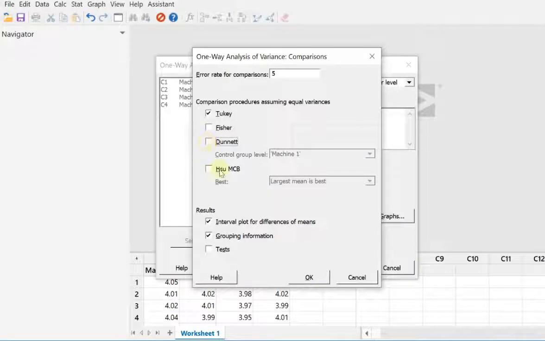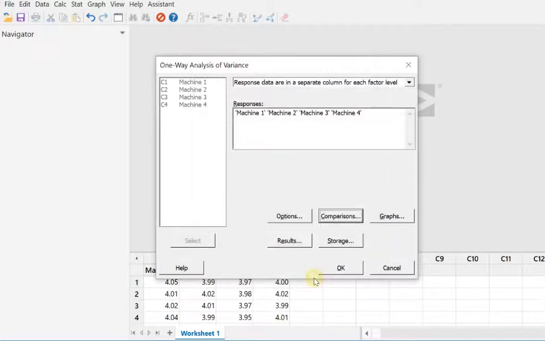And this is Hsu's multiple comparisons with the best, if you click on that. So remember, your best is the largest or smallest mean. Don't worry about any of these, folks. Just do Tukey. And the results, we want interval plots for difference of means or grouping information. We'll keep both of those. Don't worry about tests. Okay, and we're good to go.